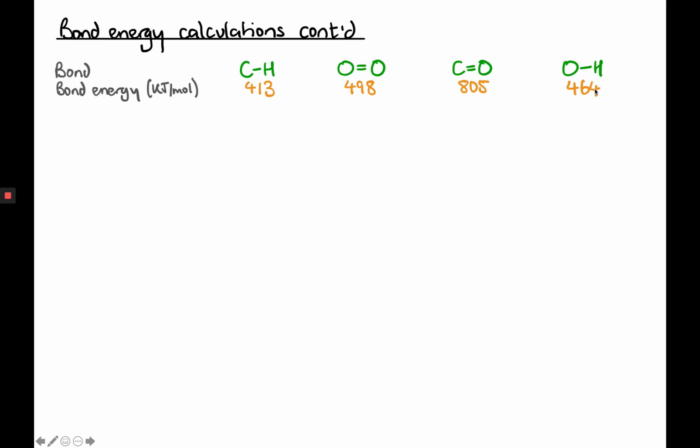So one more example, a little bit more complicated, just to make life a little bit more tricky. So these are 4 different bonds. So we've got a carbon-hydrogen bond, oxygen-oxygen double bond, carbon-oxygen double bond, and an oxygen-hydrogen bond. These are the bond energies. So one thing we can conclude from this, for example, is this is a particularly strong bond. The carbon-oxygen double bond is particularly strong. That's a very large value, especially when we compare it to the other 3.